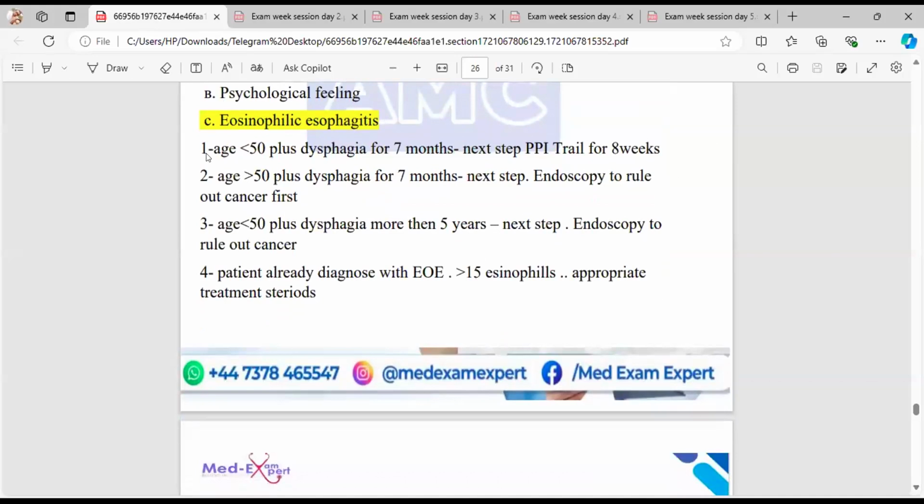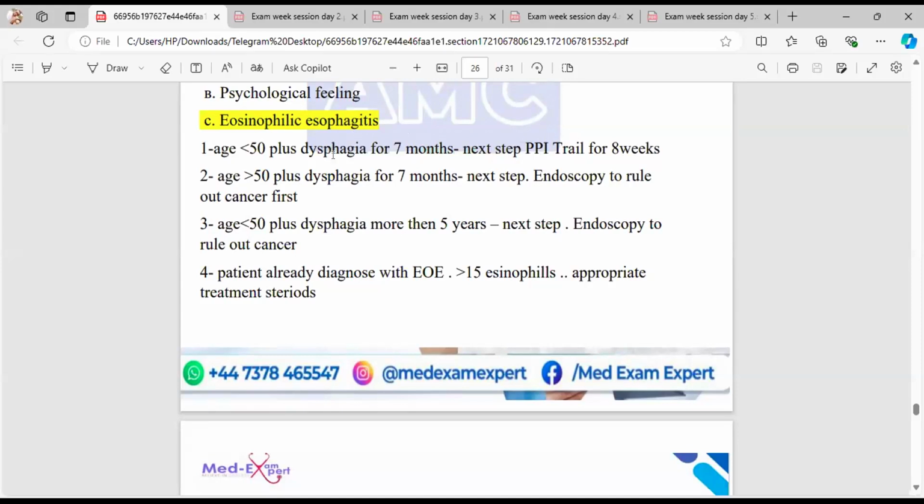Age, if age is less than 50, maybe 40, 30, 20, anything, plus dysphagia for 7 months. Less than 50 age and dysphagia for 7 months. Your next step will be a PPI trial for 8 weeks. We will not do endoscopy in this patient, even though there is a history of dysphagia, because the dysphagia is less than 5 years.